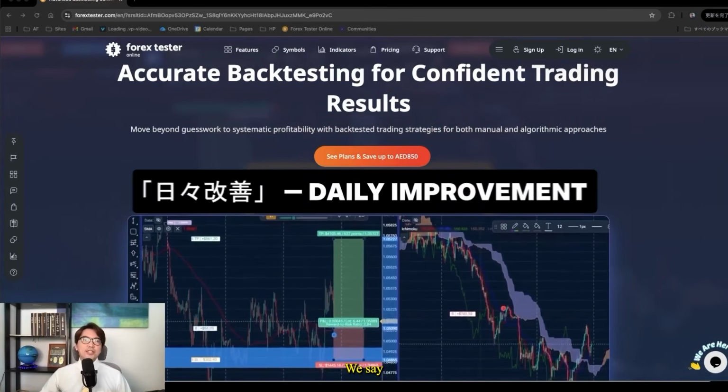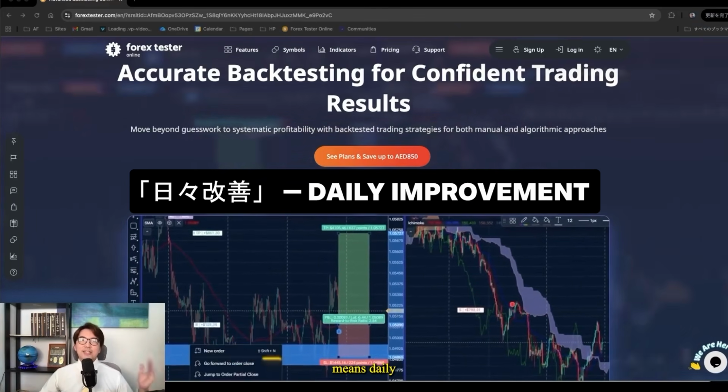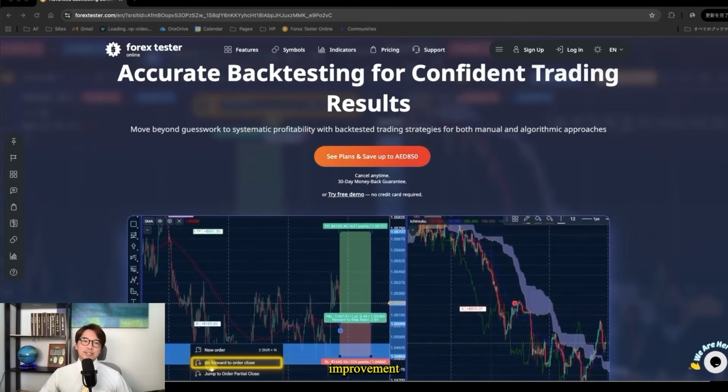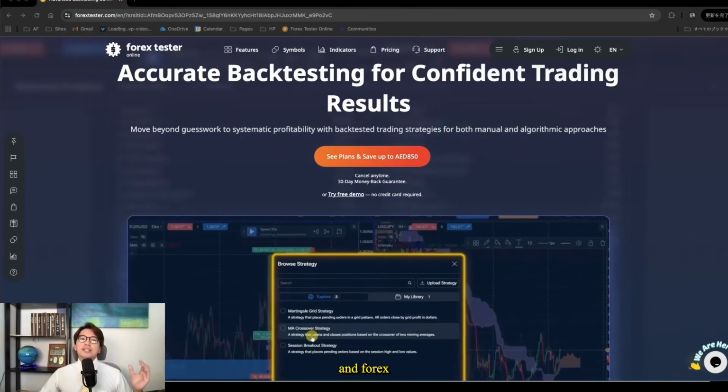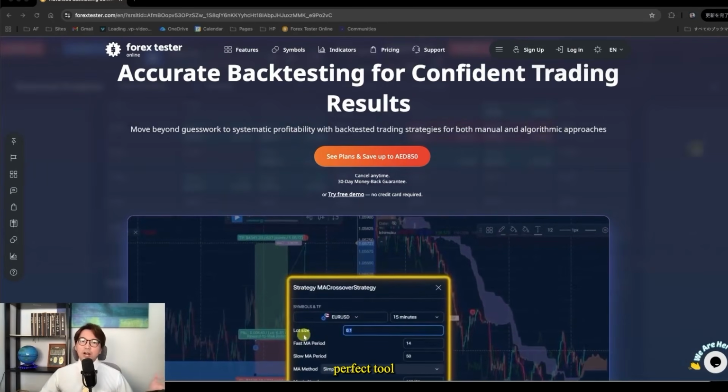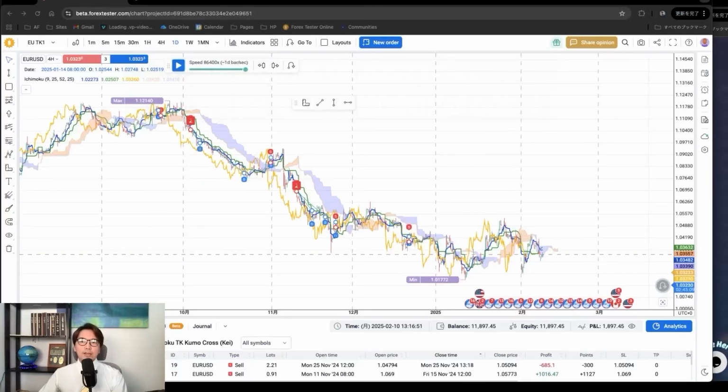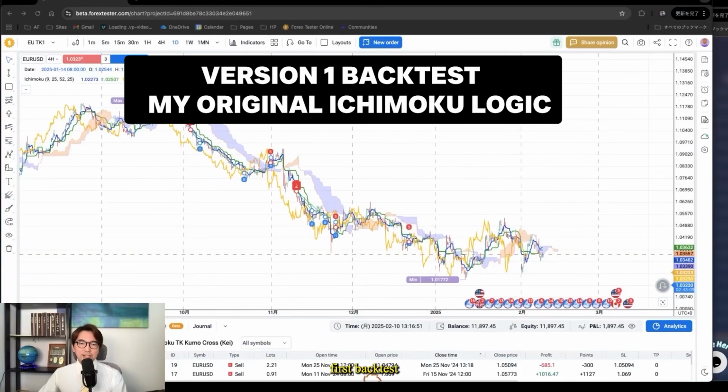In Japanese, we say hibi kaizen, which means daily improvement. When you apply kaizen to trading, your edge compounds week by week. And Forex Tester Online is the perfect tool for doing this. So now let me show you the first backtest I did.